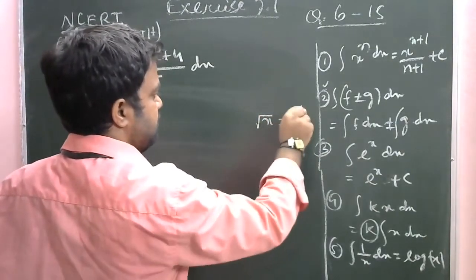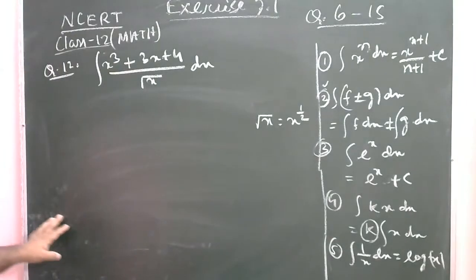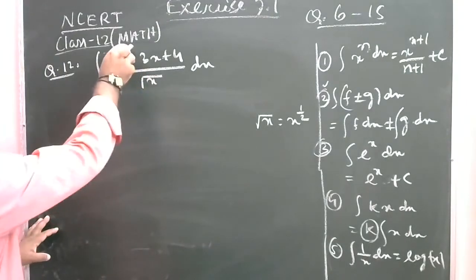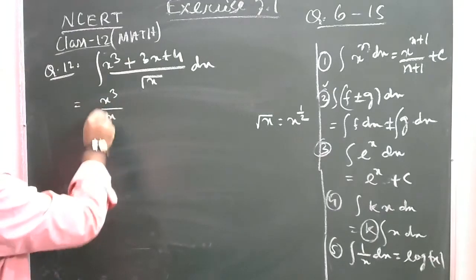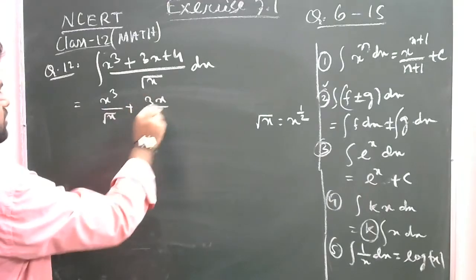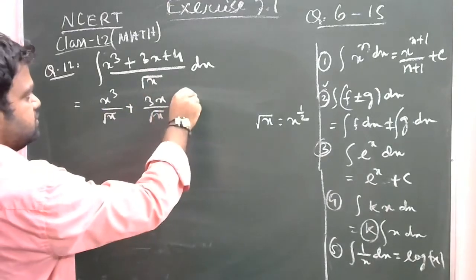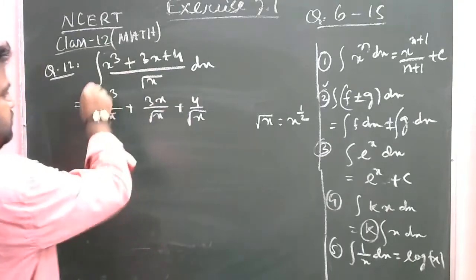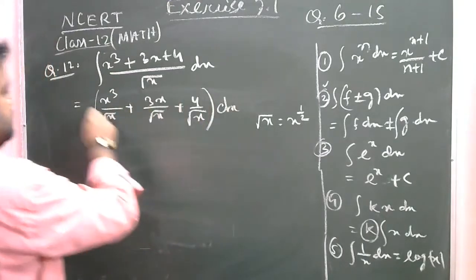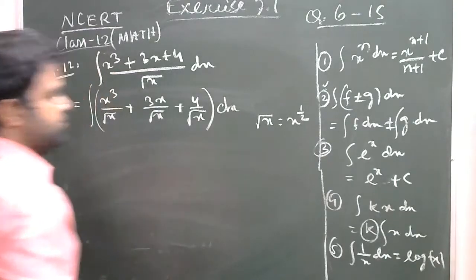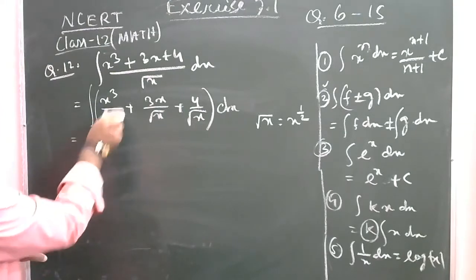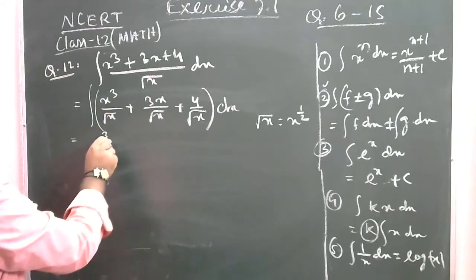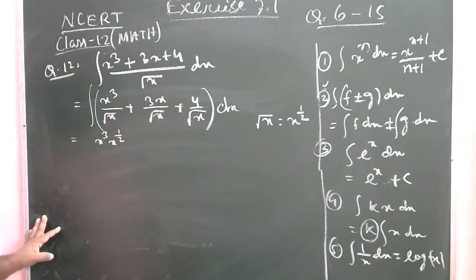Root x is x to the power half, right? We know this. So if I take this one to the numerator, first let me write it like this: x cube by root x plus 3x by root x plus 4 by root x, whole into dx integration. Right. So what shall I do now? If this goes up, it will become x to the power 3, and this is x to the power half, minus half.